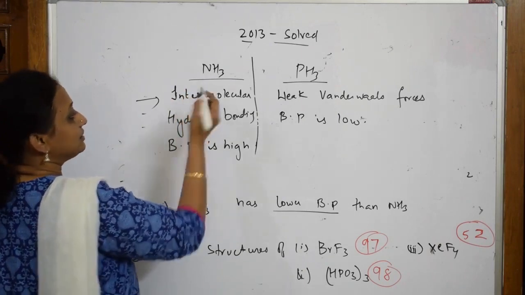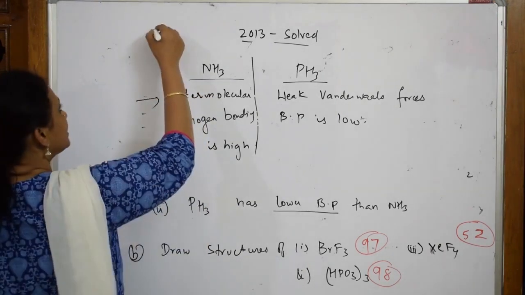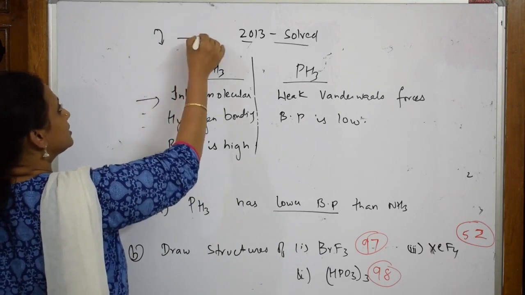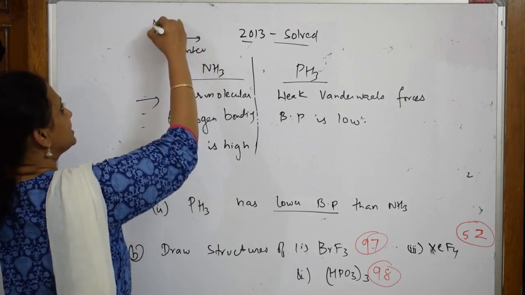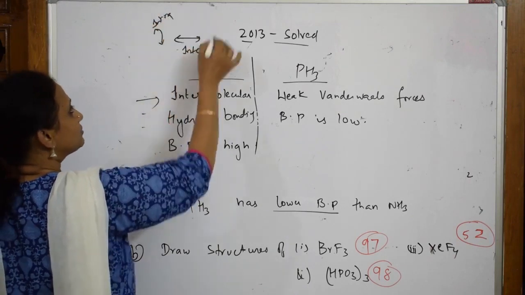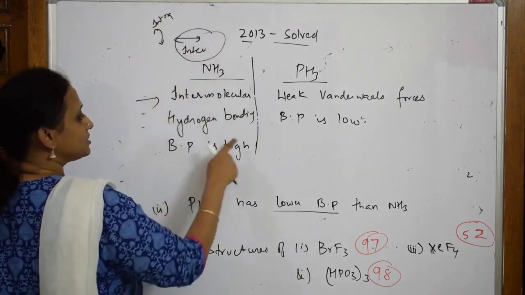It is between. Intermolecular. Be careful. Intra is within the molecule. Inter is between two molecules. This is inter. This is intra. I'm sorry for that. So intermolecular hydrogen bonding is there.